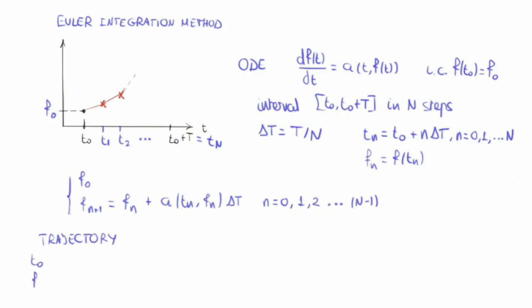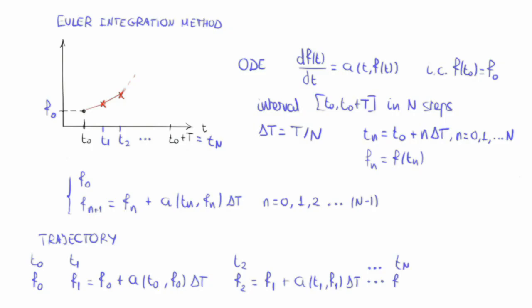At t0, the trajectory has a value f0. At t1, the value of the trajectory is obtained from f0 plus a evaluated at t0, f0, times delta t. At time t2, f2 is given by the expression f1 plus a evaluated at t1, f1, times delta t, up to time t capital N, in which fn is given by fn minus 1 plus a evaluated at tn minus 1, fn minus 1, delta t.